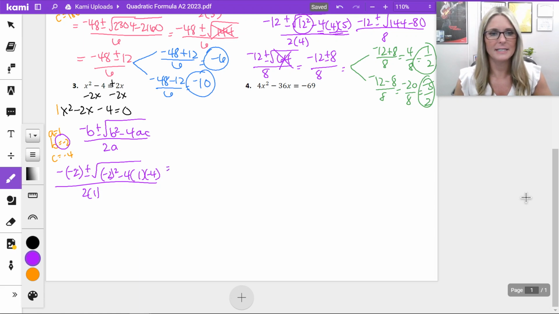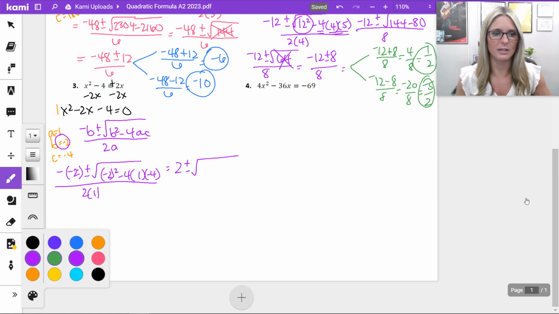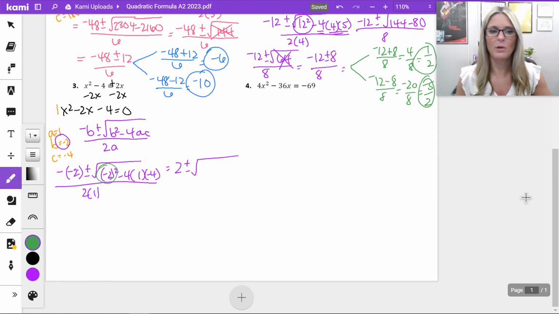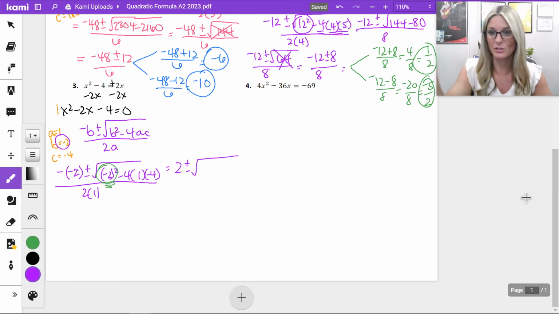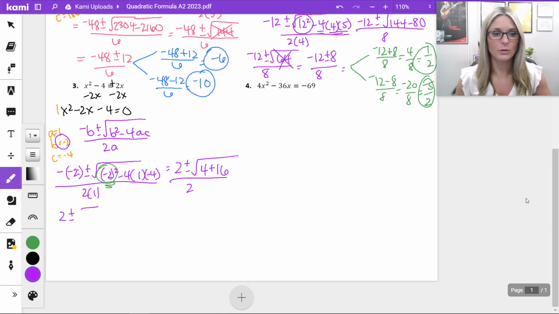Simplifying a little bit by hand, let's see. Those 2 negatives are going to make a positive 2 plus or minus the square root of. Here's where I was talking about. So no matter what, this piece should always come out as a positive. Negative 2 squared is 4. That's negative 2 times negative 2. Always going to be positive right there. Minus 4 times a times c. Those 2 negatives are going to make a positive, and 4 times 4 is 16. Over 2 times 1 is 2. Simplifying under our radical, the 4 plus the 16 is 20, divided by 2.